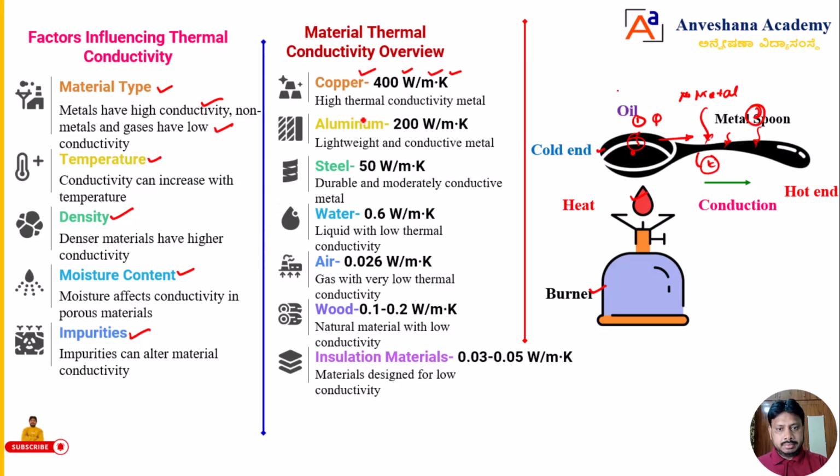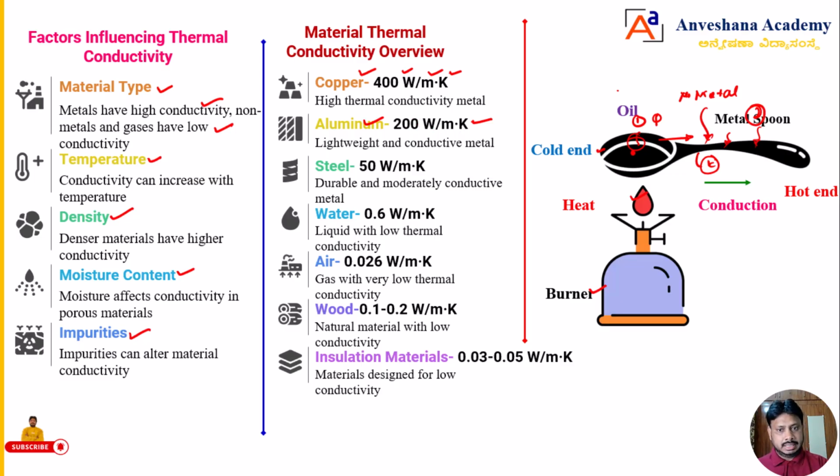Then aluminum. That means copper is the best thermal conductor of heat. Aluminum is going to have 200 watt per meter Kelvin. Okay, next, here it is 200. Some authors will show 205, 210. It's okay.